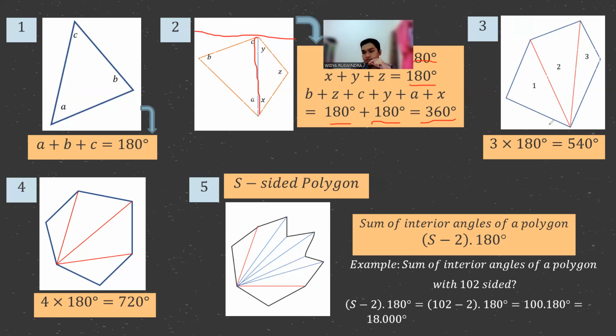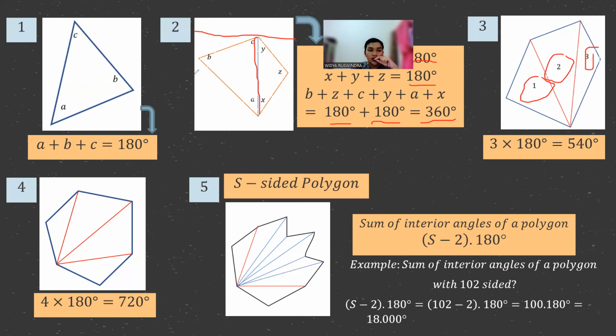So what happens if we have 5 sides in a polygon, or we can say an irregular pentagon? This is side 1, side 2, side 3, side 4, and side 5. We can divide the pentagon with straight lines. This is the first line, and this is the second line, and we get triangle 1, triangle 2, and triangle 3.